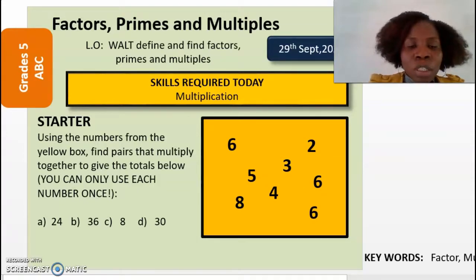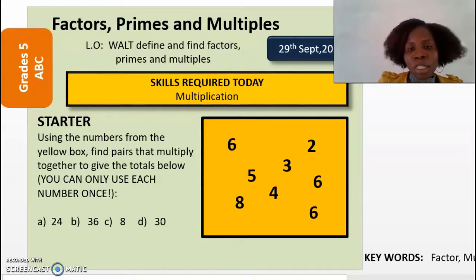Our lesson objective: we are learning to define and find factors, primes, and multiples of numbers. The skill required today is your multiplication skill.